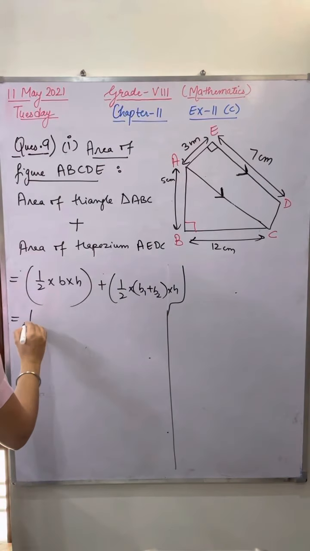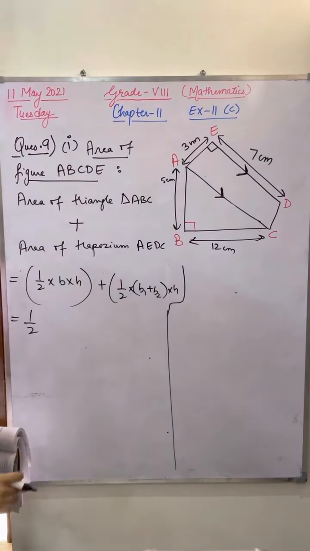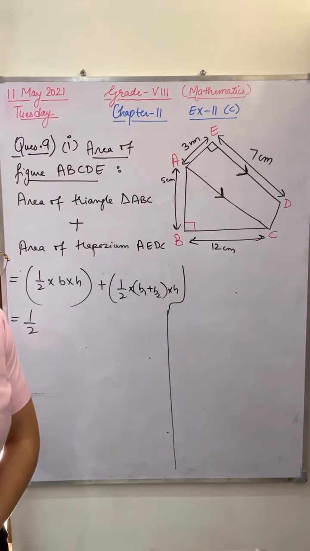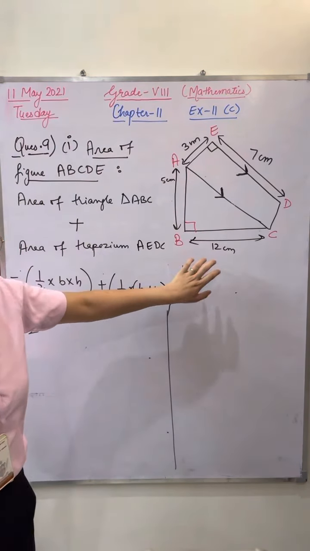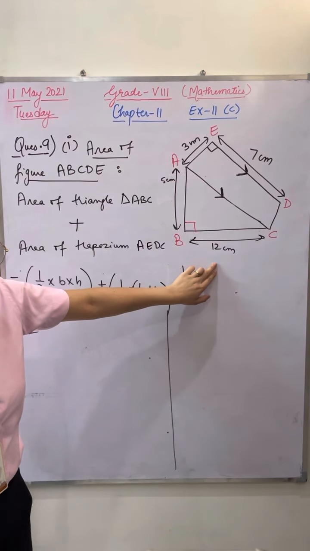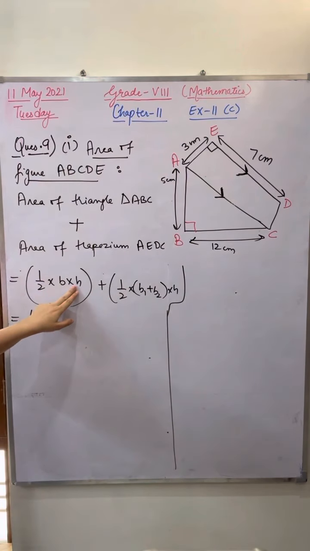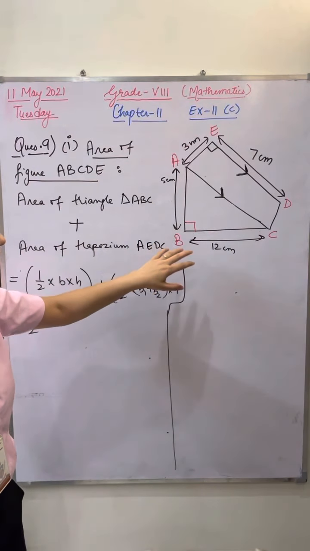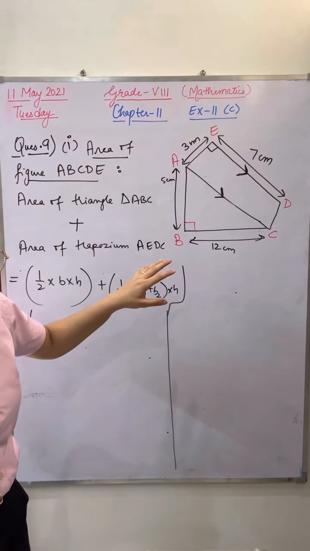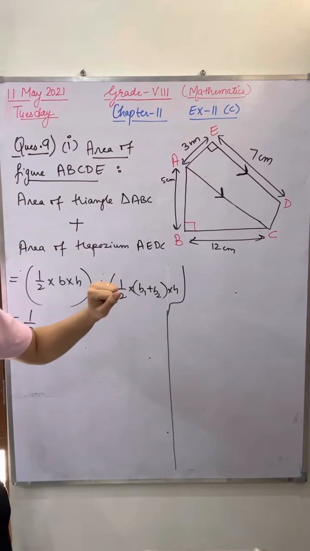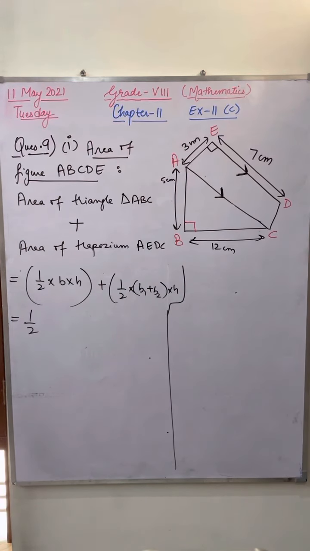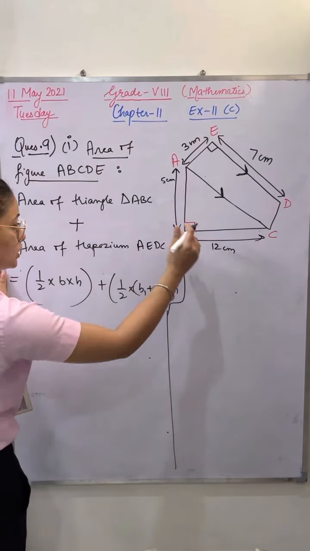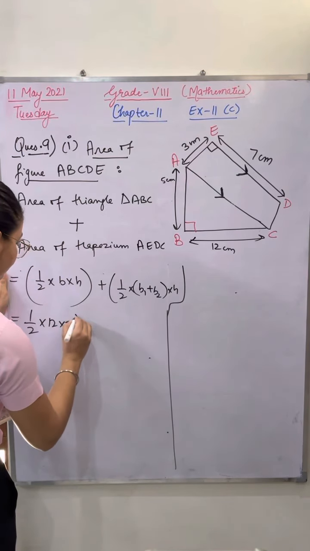So half into base into height. Please tell me what will be the base of this triangle. Base is that 12. Now tell me what will be the height of this triangle. So height of this triangle is 5 centimeters. So it is equal to half into 12 into 5.